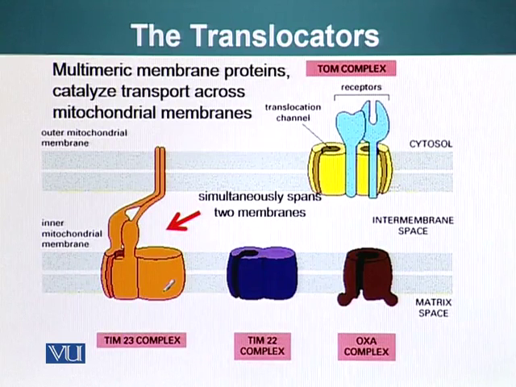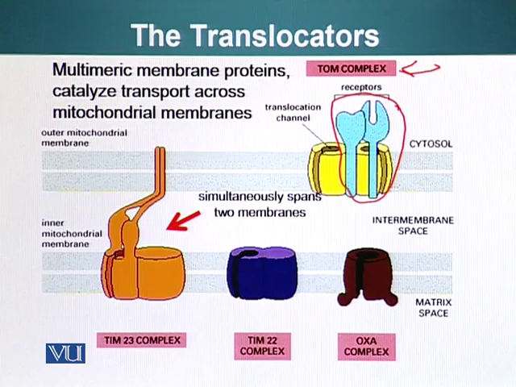TOM basically stands for translocator outer membrane. This protein is a complex. It is made up of subunits, part of which is actually a receptor, and this receptor recognizes the signal sequence, and also binds the signal sequence, and then it transfers it to the translocation channel so the protein can be threaded. The receptor then transfers the protein to the translocation channel.